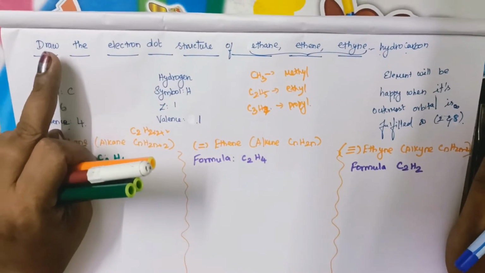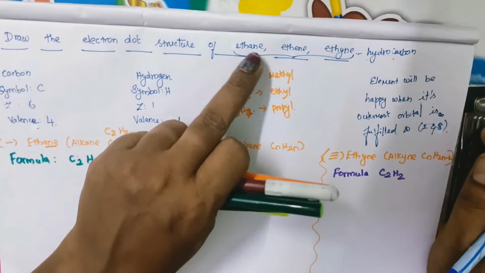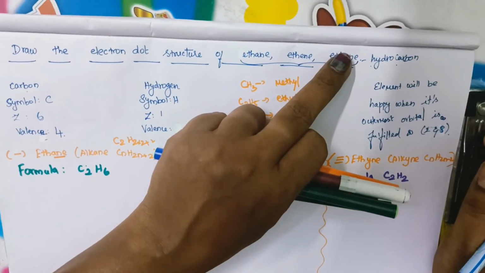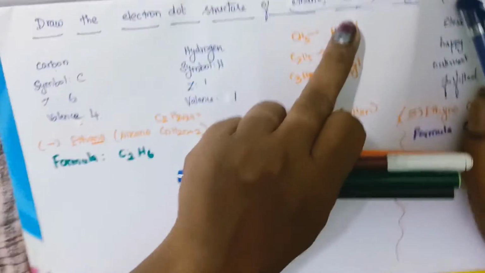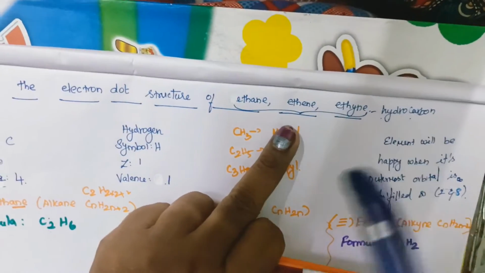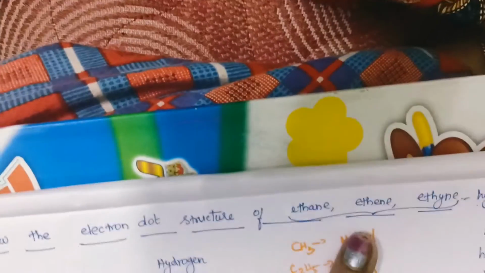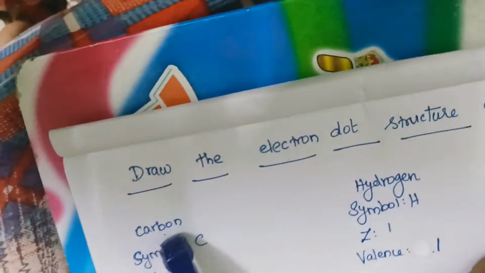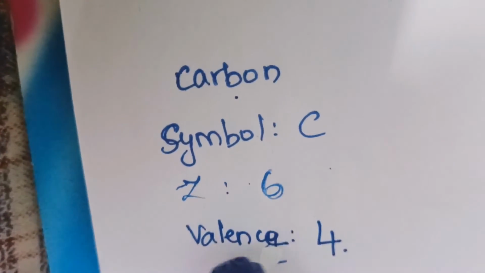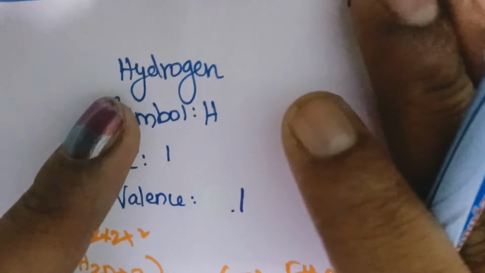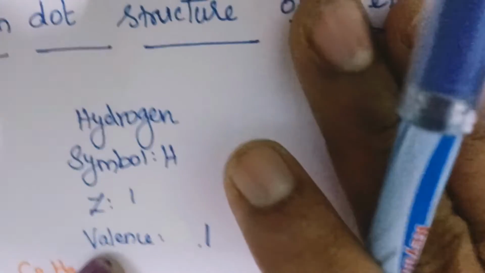Today we are going to see how to draw the electron dot structure of ethane, ethene, and ethyne. These three are hydrocarbons. What is called a hydrocarbon? If a compound is made up of hydrogen and carbon, it is called a hydrocarbon. The symbol of carbon is C, the atomic number is 6 and the valency is 4. The hydrogen symbol is H, the atomic number is 1 and the valency is also 1.